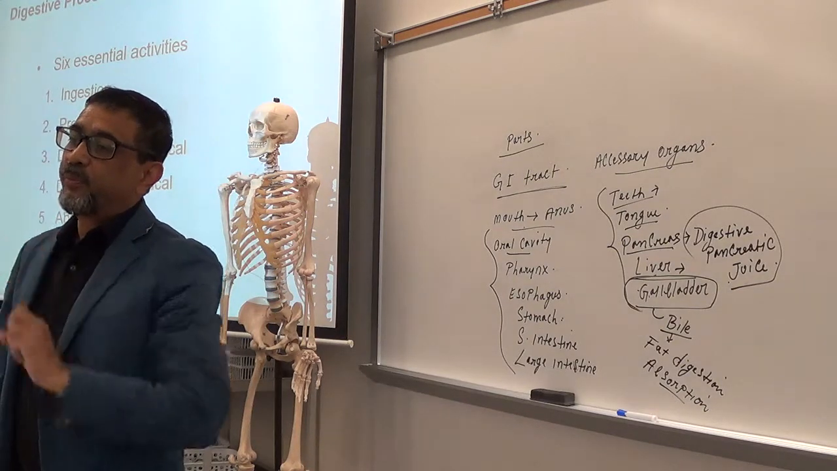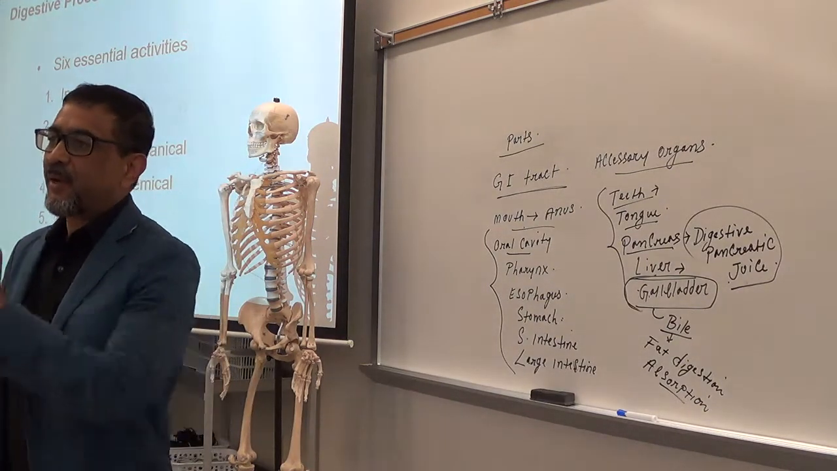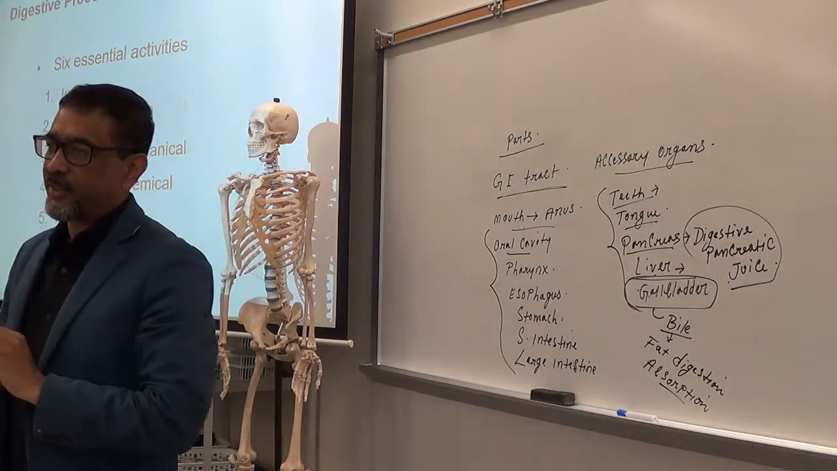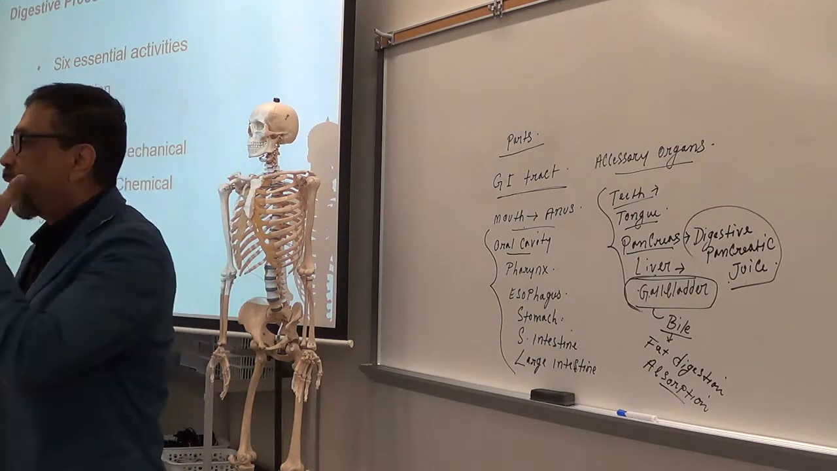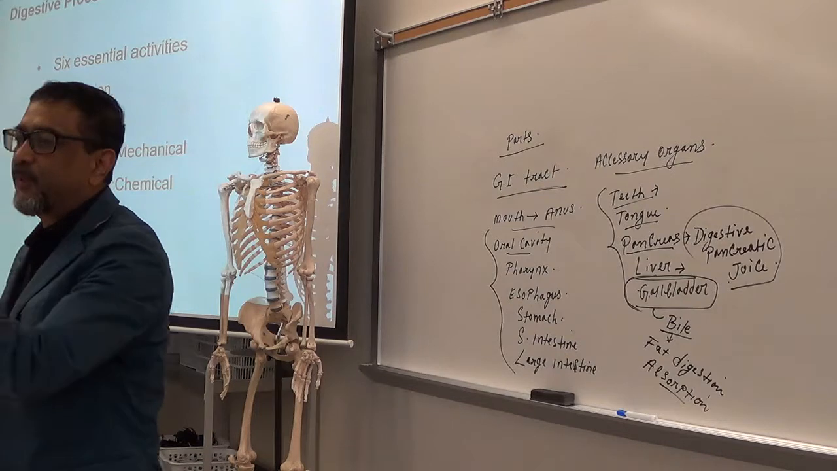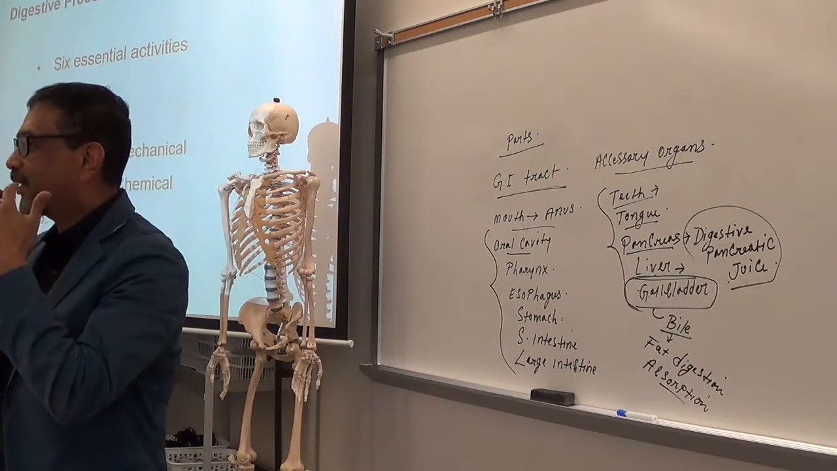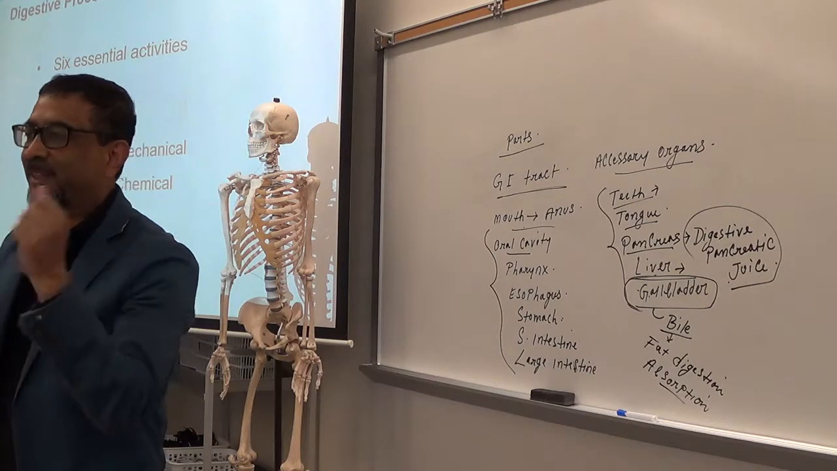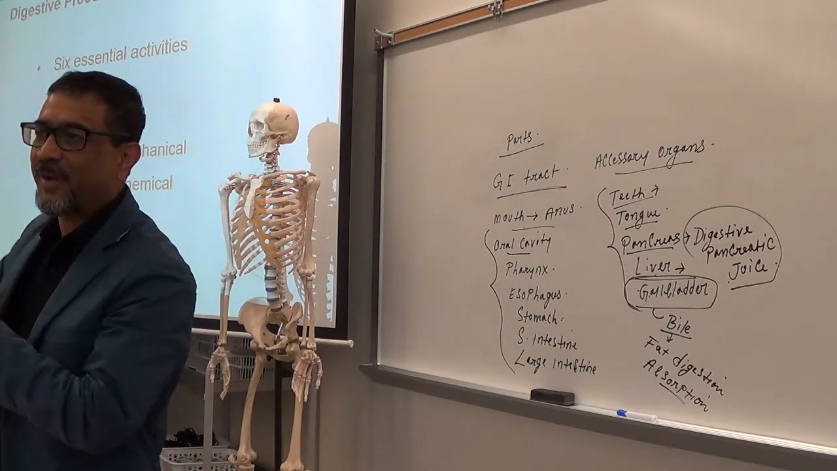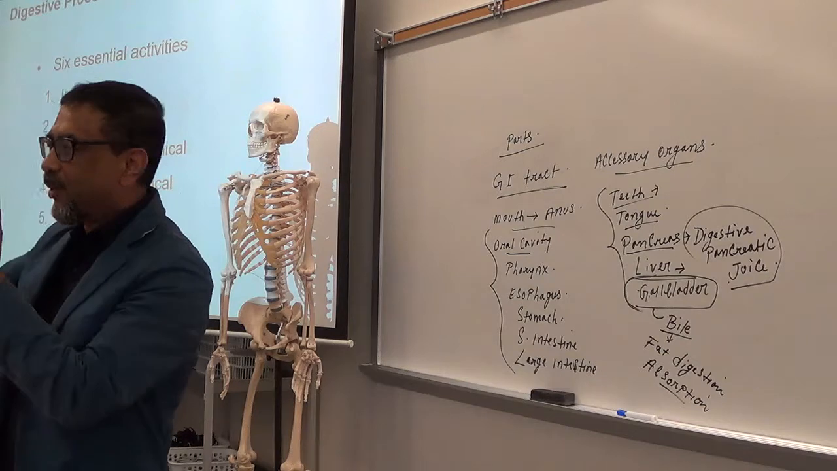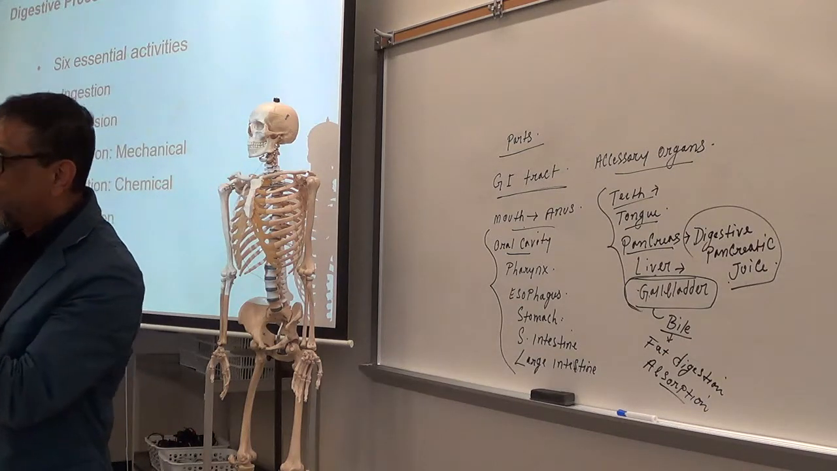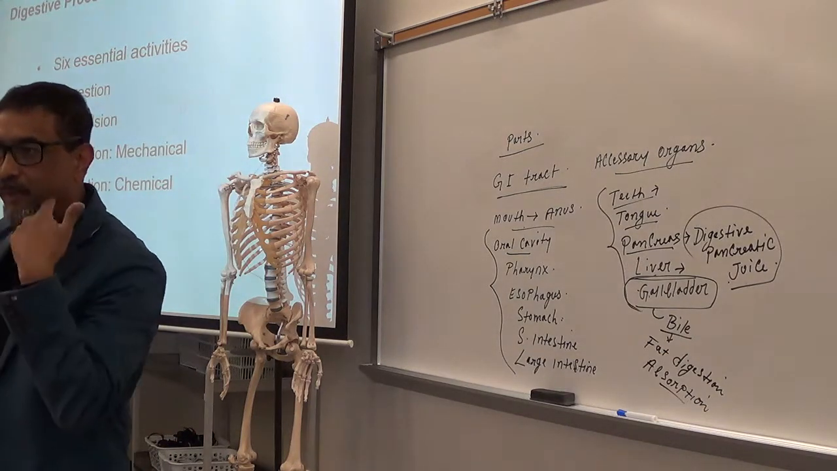Now, two foods are chemically digested in the mouth. All three types of food, proteins, carbohydrates, and fats, are mechanically digested, right? You crush everything. So mechanical digestion of all those three types of foods occurs in the mouth, right?